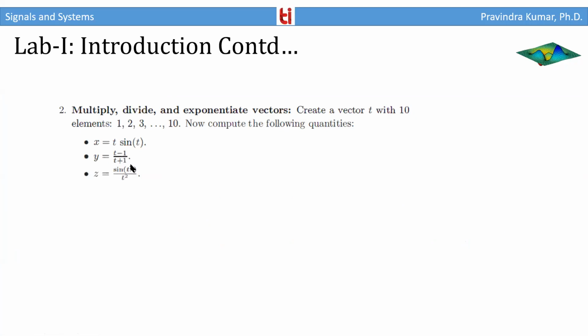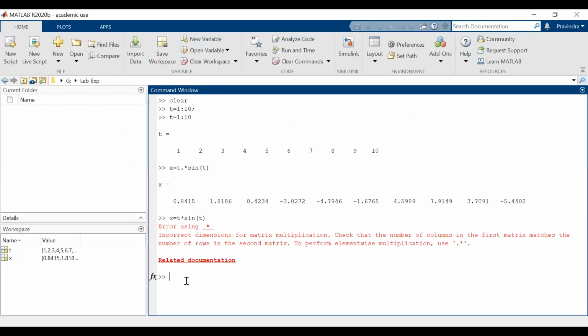So y is t minus 1 by t plus 1, and z is sine t square by t square. So next is y is equal to t minus 1, this is one thing, divided by t plus 1.